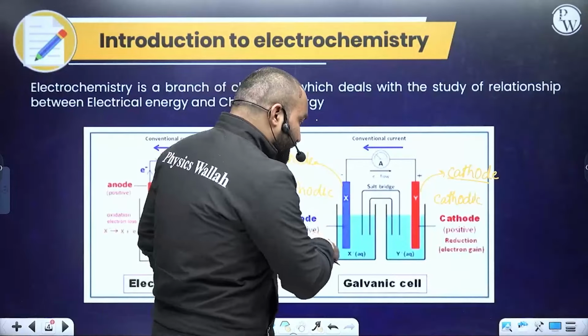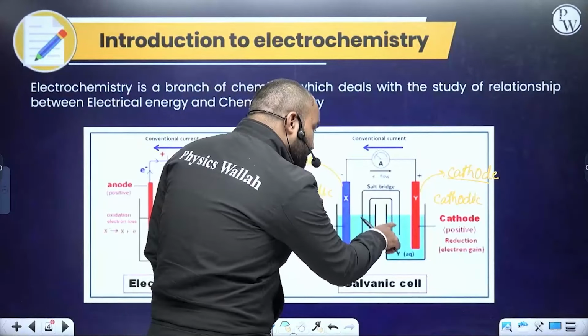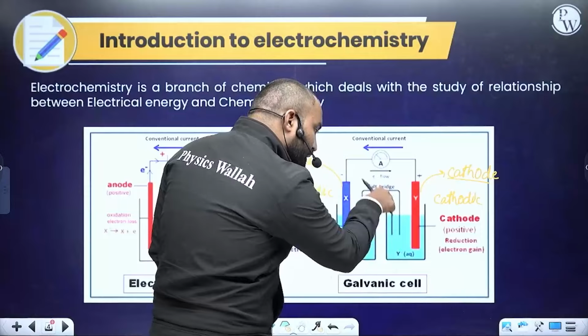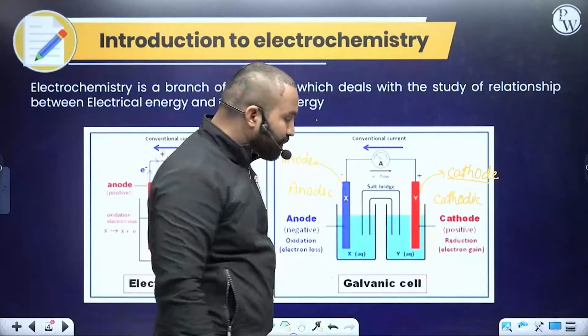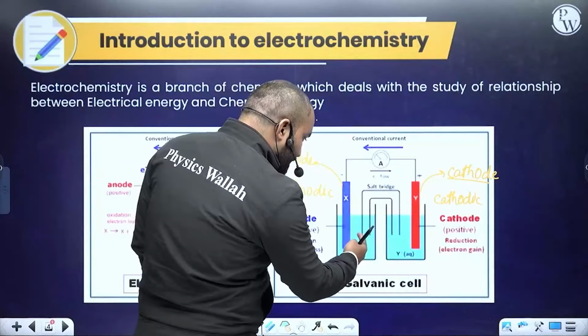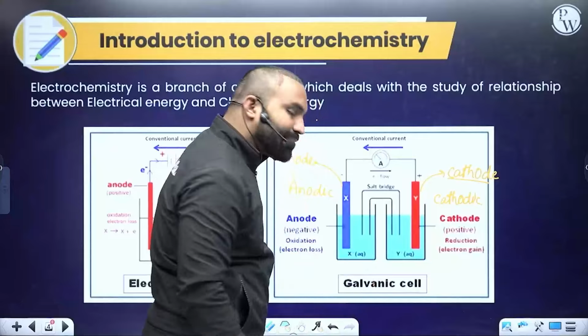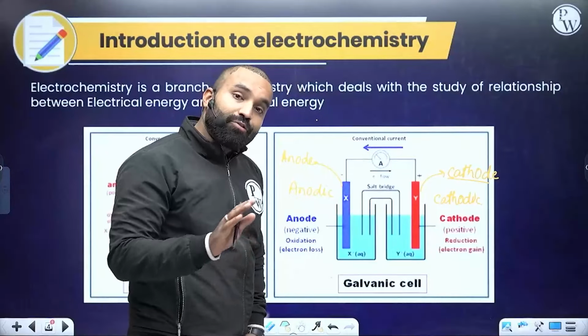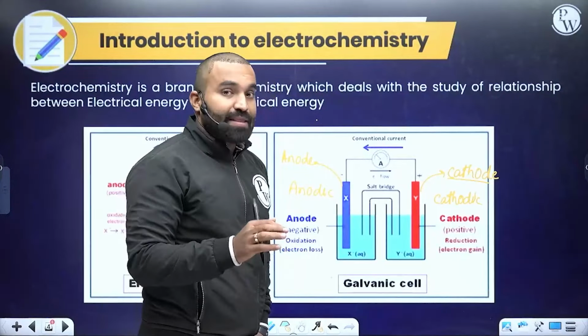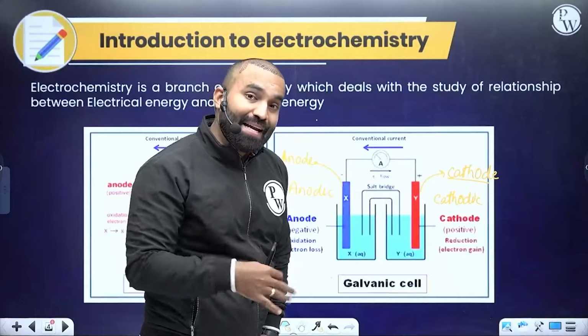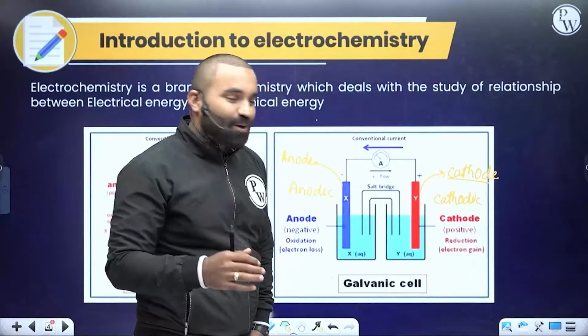Next, there is one inverted U-shaped tube dipped into the two compartments, connecting the one on the left and the one on the right. What is the function of that salt bridge? That we need to understand. Why do we need that in the first place? That also we need to know.